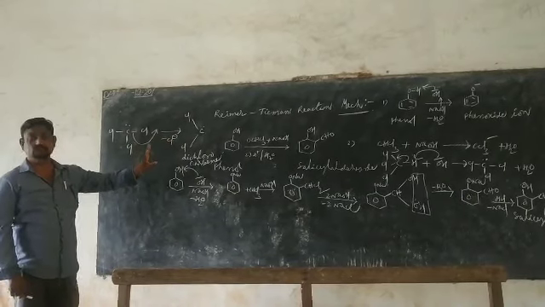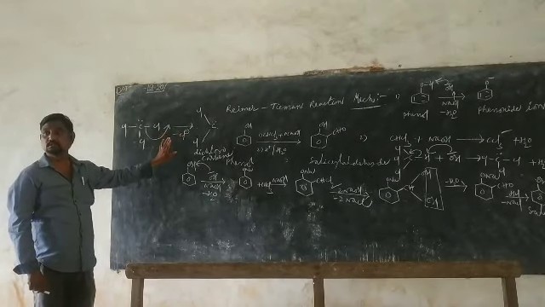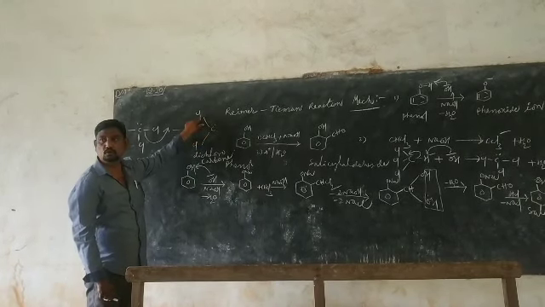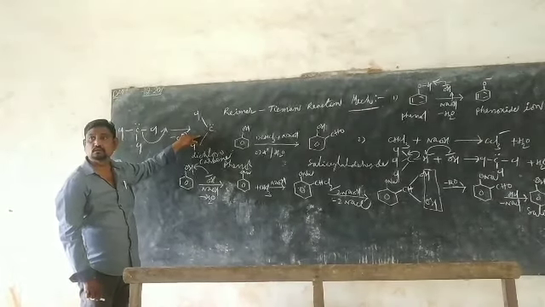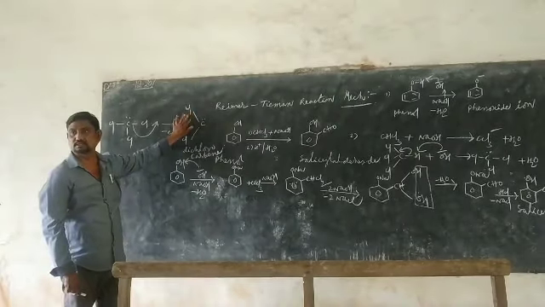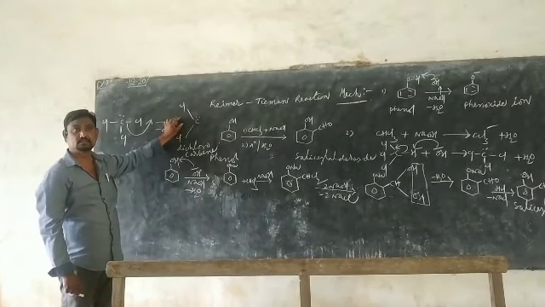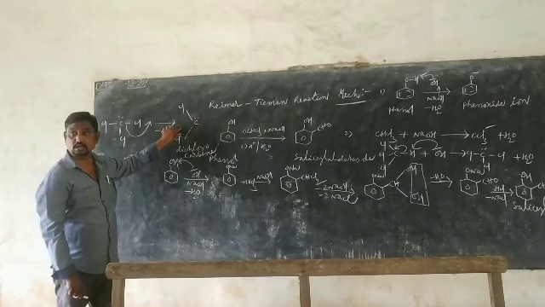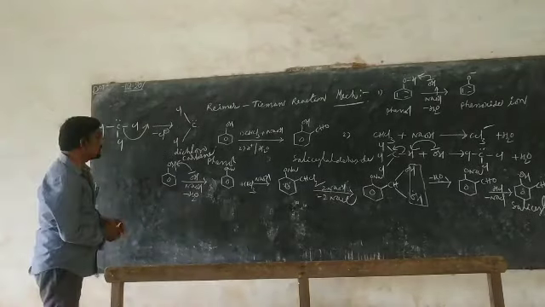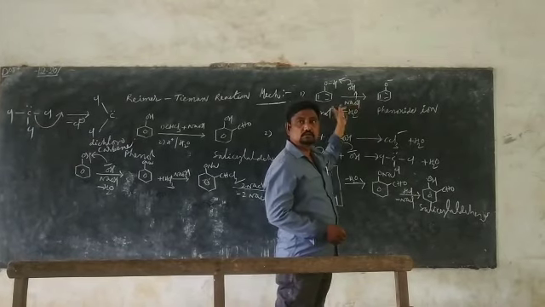Dichlorocarbene is an electrophile. Why is it an electrophile? Counting the electrons: 2, 4, 6. According to the octet rule, there is a shortage of 2 electrons, so it is electron deficient. So dichlorocarbene acts as a strong electrophile. So that is why, in the first step, phenol is converted to the phenoxide ion.